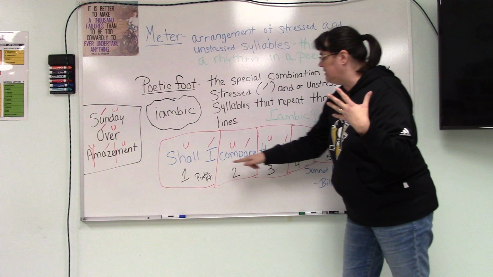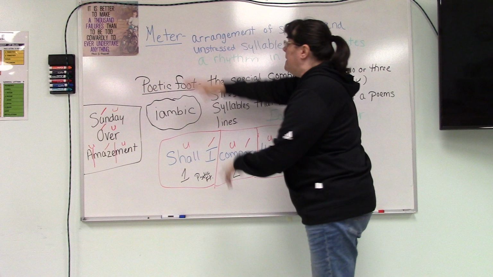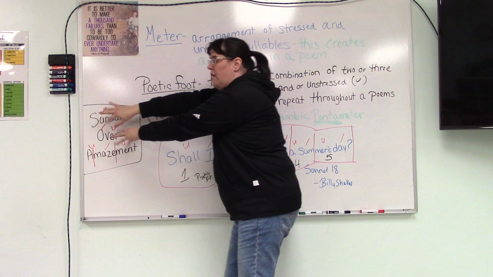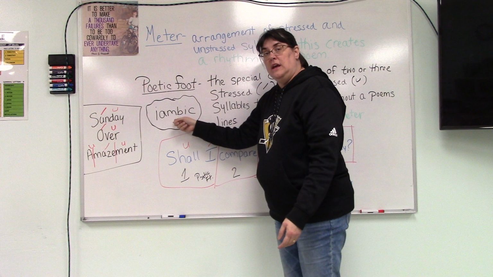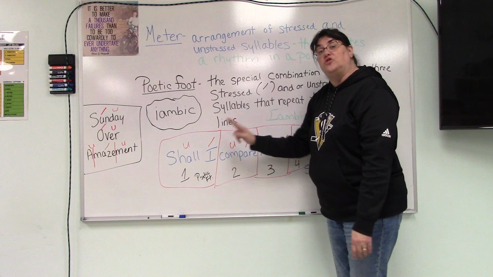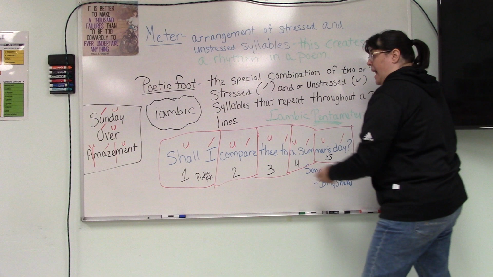Now make sure you rewind this and watch it again, because you probably aren't going to get it the first time. All right, a meter determines the rhythm. It's the arrangement. How are we putting all these syllables together? Unstressed, stressed, unstressed, stressed. There are six different poetic feet. The one we're talking about now is iambic, which has an unstressed syllable with a stressed syllable. So what you're going to do is look at a poem and at first break it up into the syllables. Where are the syllables in this line of poetry? Then go back and decide which is stressed and which is unstressed.